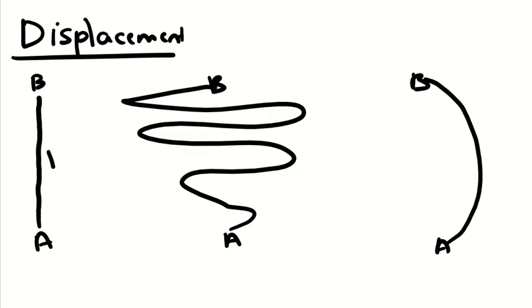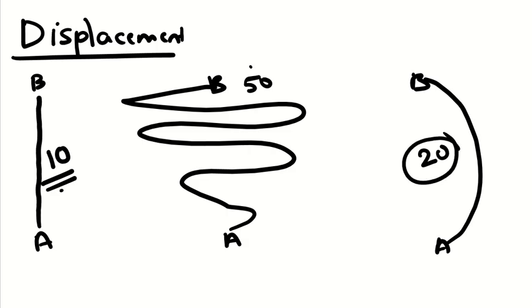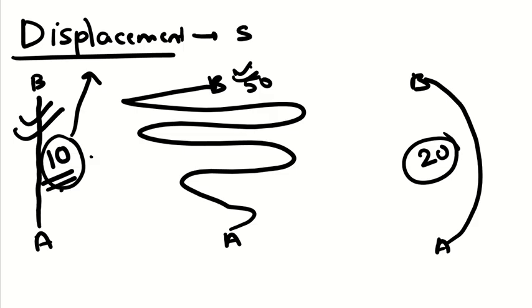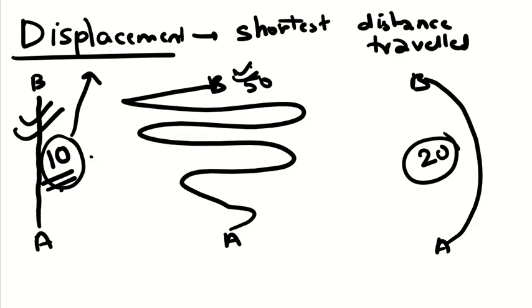So let us say the distance traveled here was 10, here the distance traveled was 50, and here the distance traveled was 20. Now, if you look at the three cases carefully, this is the shortest distance covered, then the second one, and this is the third. So here, the shortest distance traveled is 10, and this is called displacement. What is displacement? Displacement is the shortest distance covered by a body.